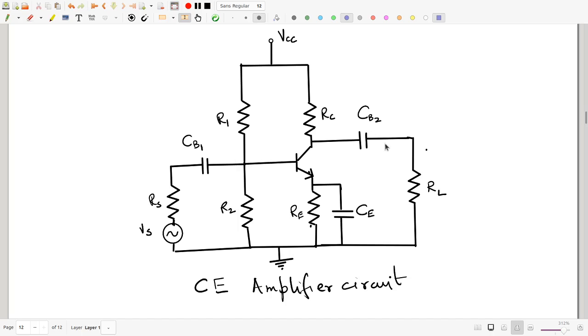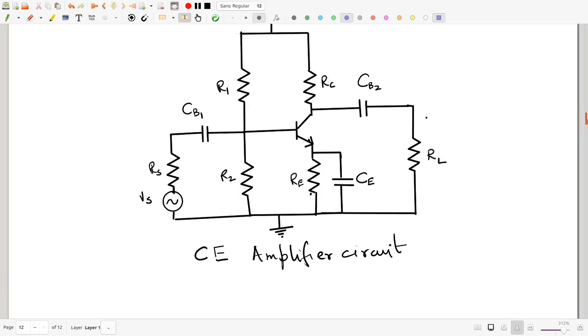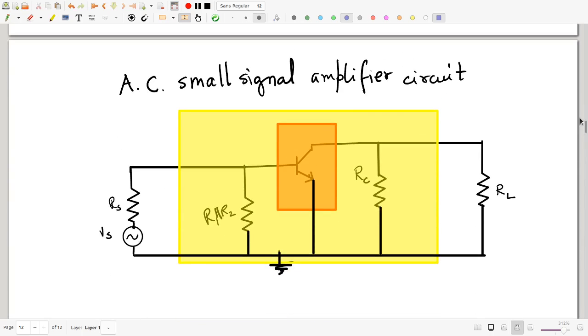So RC and RL effectively are in parallel and RE is shorted out. So this is what your AC small signal amplifier circuit is, specifically for the mid band. This is not the AC small signal amplifier circuit in general, this is the mid band version.